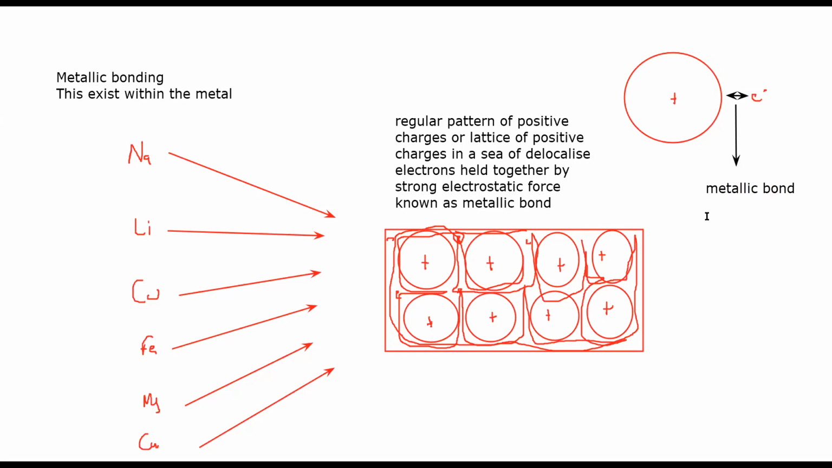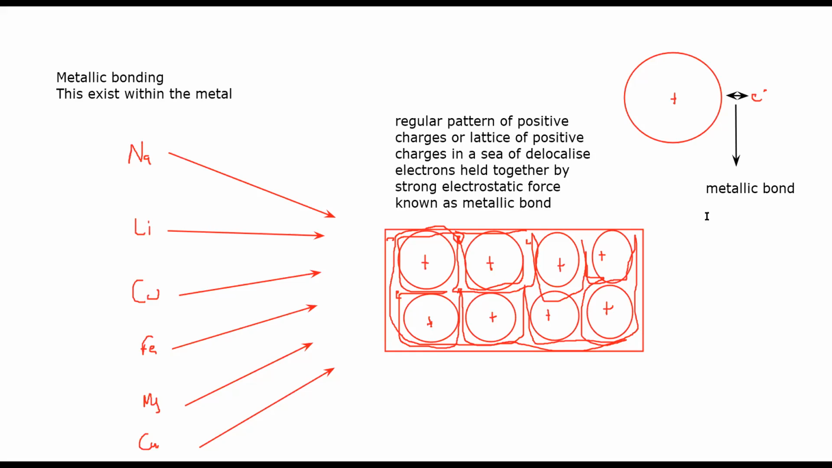So this is the structure for all the metals. Whenever you have a metal such as sodium or lithium, pure metals, not alloys. Alloys will have different sizes of positive ions. But if you have a pure metal, all the positive ions will have the same size, and the electrons are free to move within the structure, and the attraction between the positive ion and the free electron is known as a metallic bond.